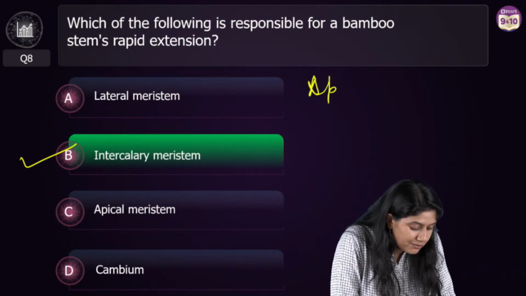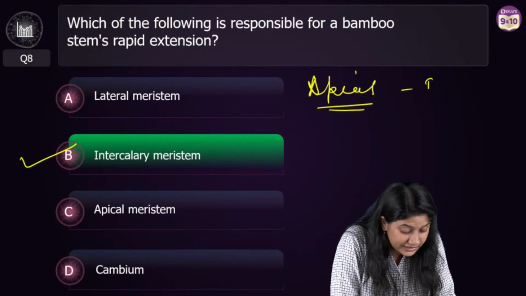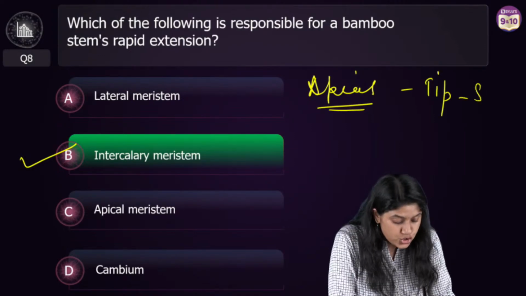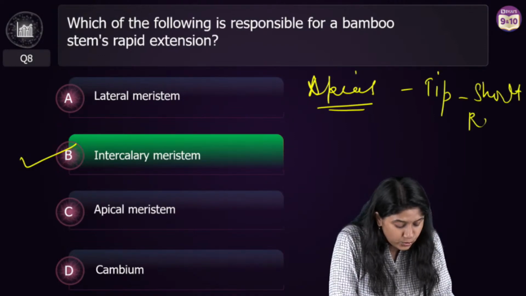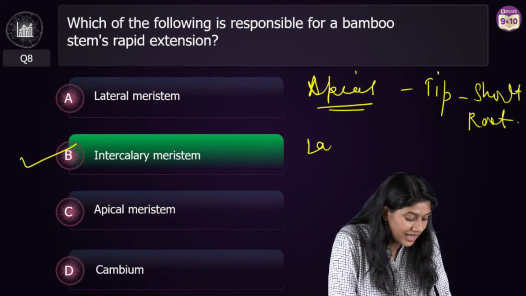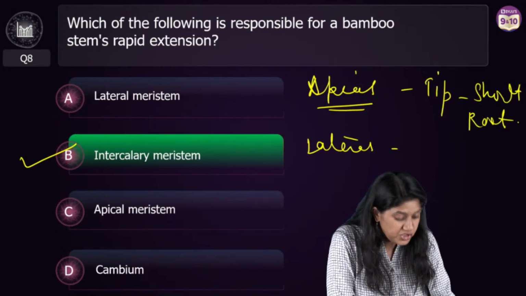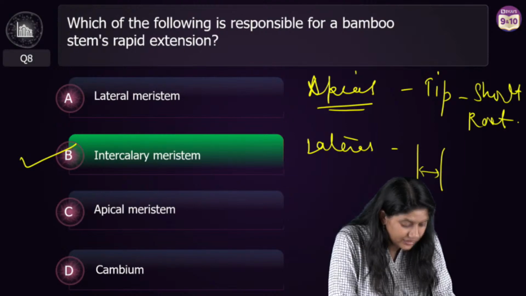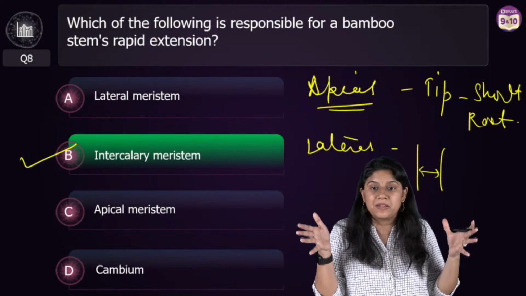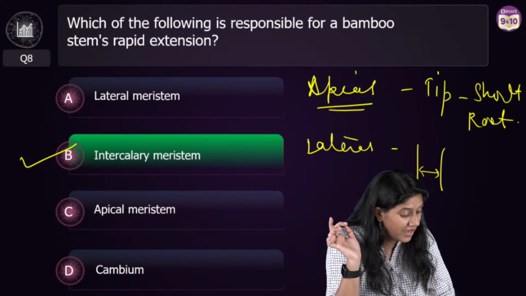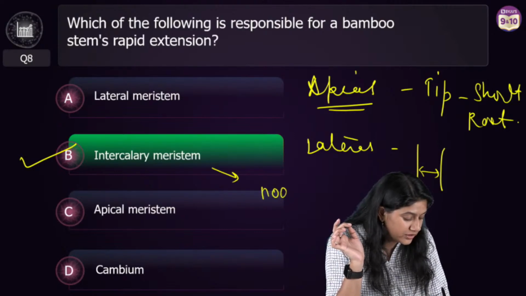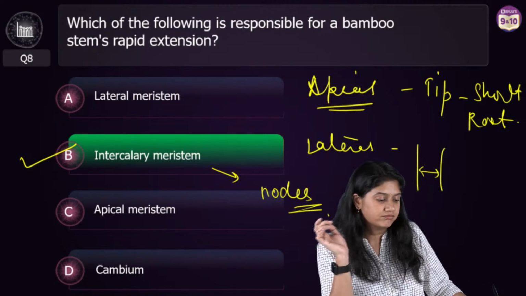We have apical meristematic tissue, which is present at the tip of shoot and root. Then we have lateral meristem, which is present in the stem and helps in the growth of the roots, increasing their girth. It plays a very important role. And then we have the intercalary, which plays a very important role in the growth of the nodes that we have over here.